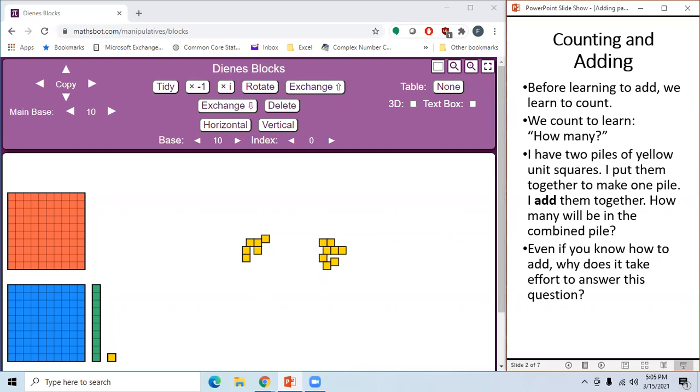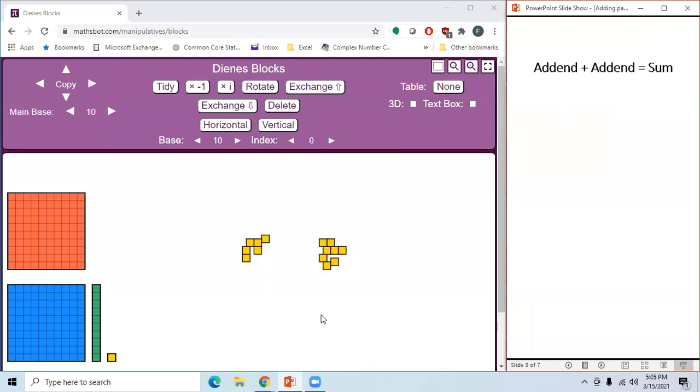Even if you know how to add, why does it take effort to answer this question? Well, in order to add them, I would have to figure out how many I have in each pile first, which means that I would have to count. The numbers that we add together are called addends, and the result, the answer, is called the sum. Adding requires addends. Together, they equal the sum.